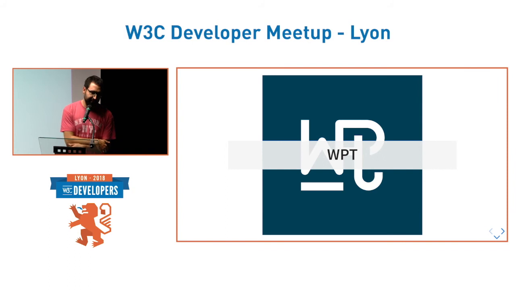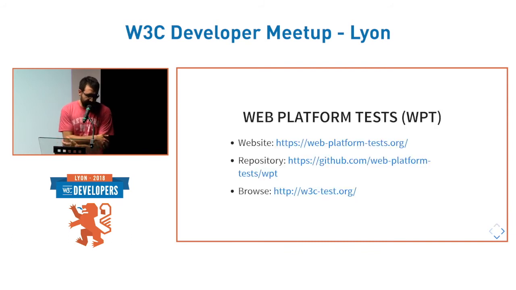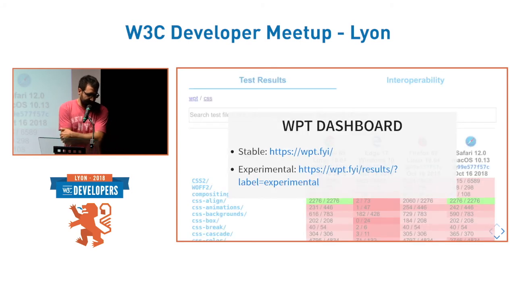Apart from that, the specs need test suites, and all that is in another repository, the WPT, Web Platform Tests. This repository is again on GitHub. There is a website that explains how you can write new tests and how you can send new tests for the specs. And you can even browse the different tests and see whether they are passing or not in the different browsers. For that, this WPT dashboard is really useful.